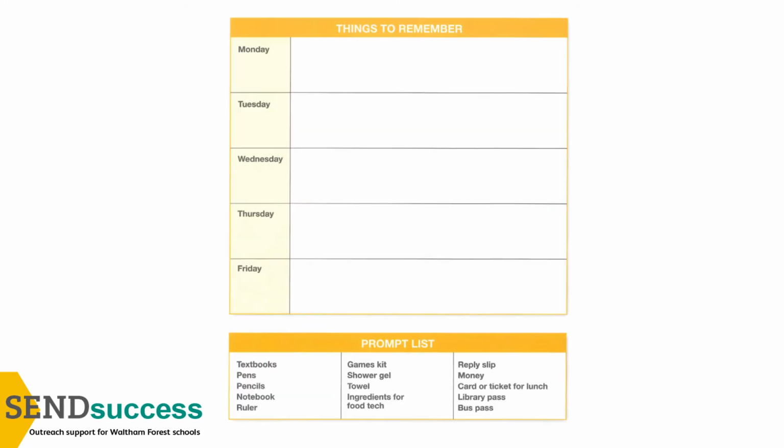Here's an example of a type of visual support you might use to support an older learner, someone perhaps in secondary school or in Key Stage 2 at least, to organise their week. Again, we're promoting independence and we're supporting the development of organisational skills and planning.